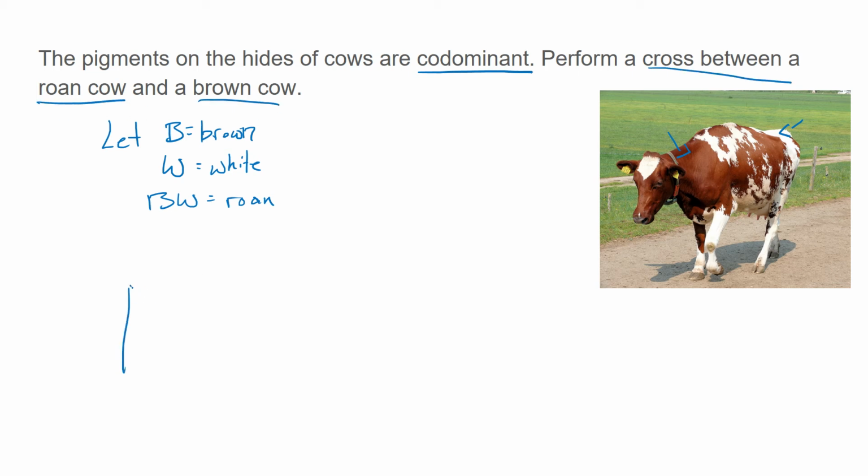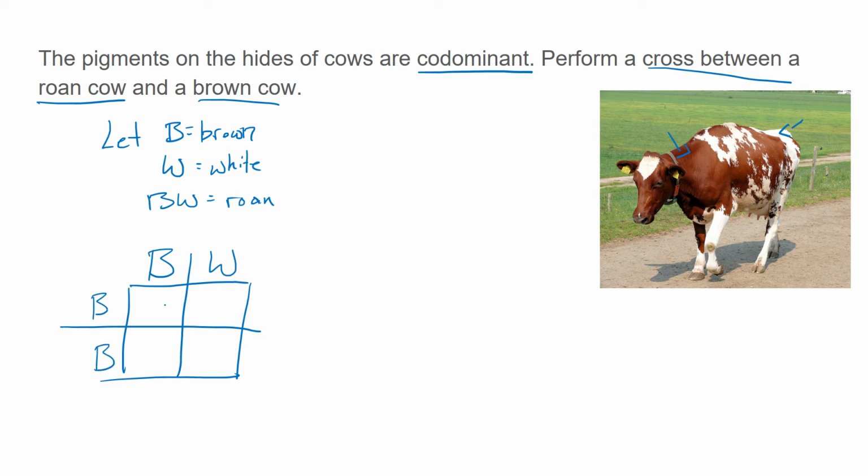Well, seems easy enough. Roan is big B, big W. And a brown cow is big B, big B. So this becomes big B, big B, big B, big B, big B, W, W, B, and W. So half brown, half roan.